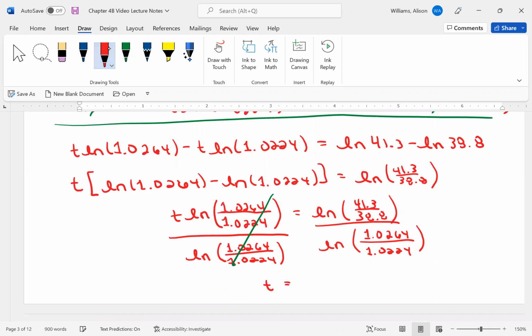So I'm going to take a second. I'm going to plug this in the calculator. Natural log of 41.3 divided by 38.8, all divided by the natural log of 1.0264 divided by 1.0224. And I come up with 15.991, which I guess we could just say is about 16 years. I think that's a reasonable thing to say. In about 16 years, the two countries will have the same population.